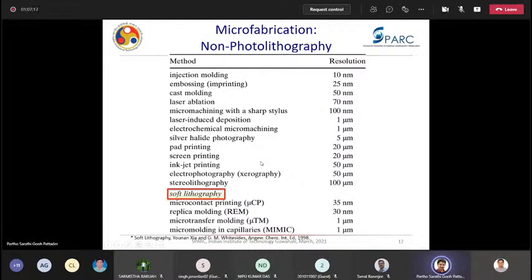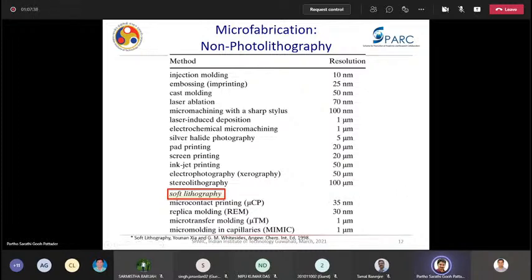But you can see that this resolution is very high. You can go up to 10 nanometers, and here, using replica molding or micro contact printing, we have gone to say 35 or 30 nanometers or so. So you can see that non-photolithographic methods also give you very high resolution printing or microfabrication.